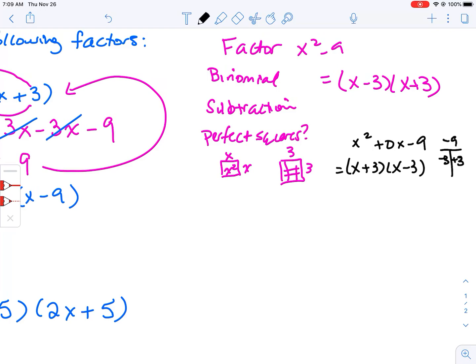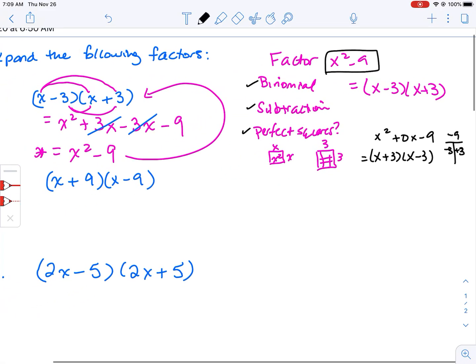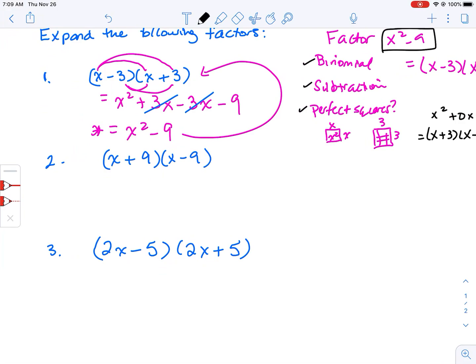But most students don't stop and go to that extent, so I think it's good to recognize these three steps. Is it a binomial? Is it a subtraction? And are they perfect squares? Okay? Again, let's look at the next one here.